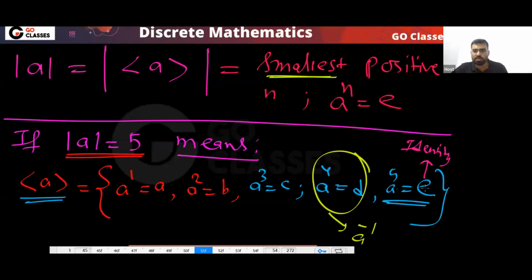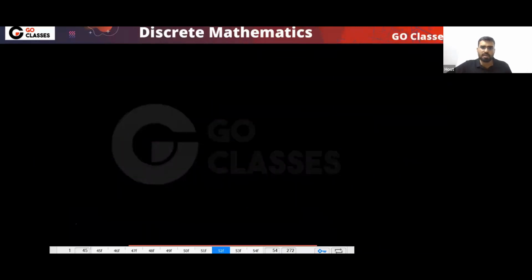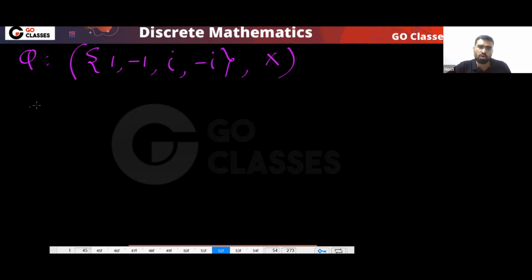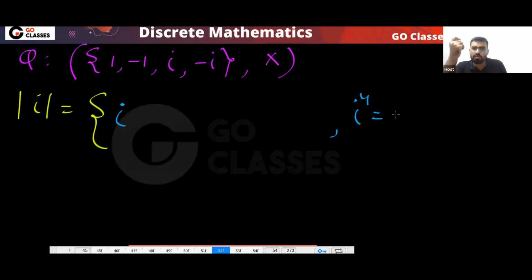What about power 0? See, power 0 already you got E, right? For example, take this example. If you take 1, minus 1, iota, minus iota, and this is multiplication, and I ask you what is the order of iota, what will that be? You don't have to start with iota power 0, because anyway you are going to get iota power 4 equal to the identity element. Is this clear? Are you getting my point?